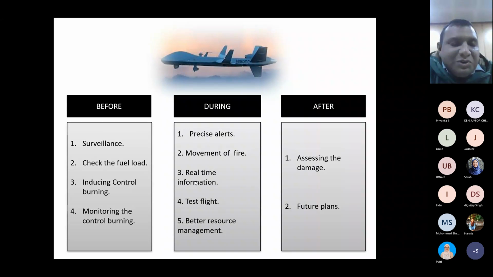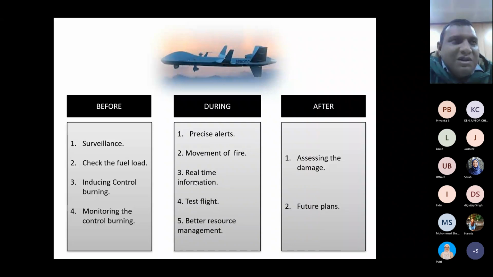And some drones are coming nowadays that we will see in the coming slide. They can induce controlled burning. So controlled burning is nothing but this: before the fuel catches fire, we collect it in a particular place and we light it. We reduce the fuel load so that the forest doesn't catch fire. And we again monitor the controlled burning also through drones. We can monitor it also.